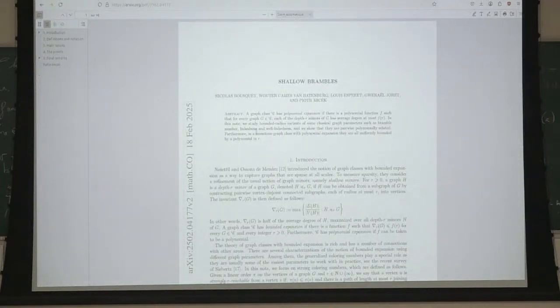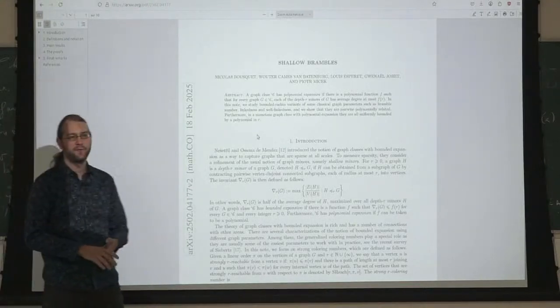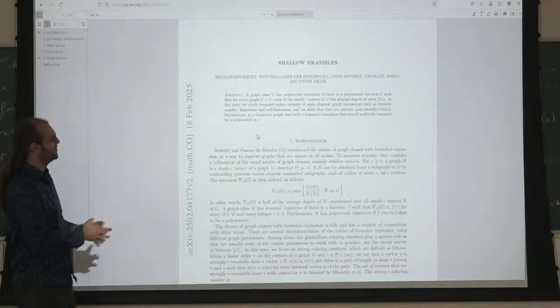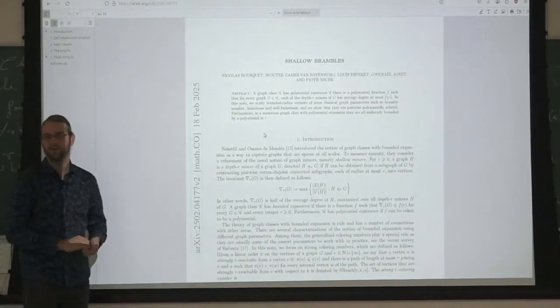Also, almost 2 weeks ago, I just saw this paper, which defines shallow brambles. So they are trying to, you remember the brambles from treewidth? So they are, I didn't read the paper, but it seems that they are defining what could be brambles for the shallow language. So this might be an interesting read.